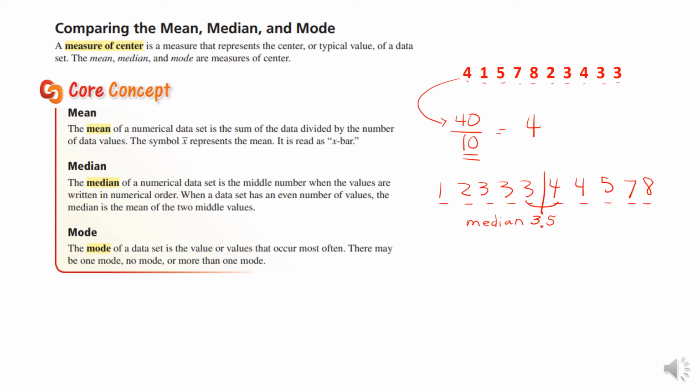And then the mode, when I was a kid, mod meant popular or new. So I think of mode as the popular one or the one that is there the most often. So my mode in this case is 3.